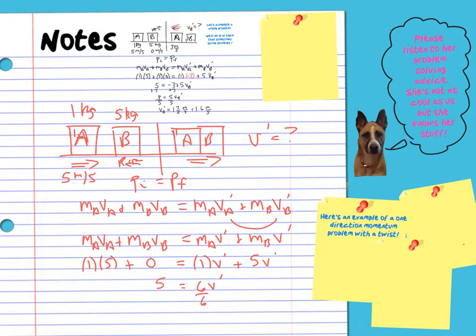So we divide, and V prime is equal to 5/6 meters per second. That makes sense because A was moving fast, but it was light, and now they're both moving together, so they would both be moving much more slowly than A. And that is that.